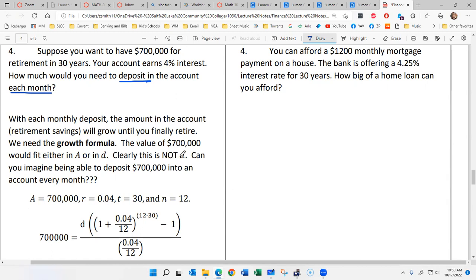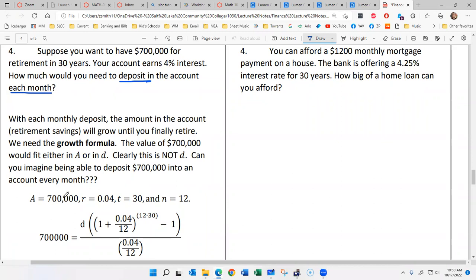Clearly not D. Wouldn't it be nice to deposit $700,000 into an account every month? That's what I'm talking about. Oh, that would be so nice. Clearly not D. So just ask yourself, could I do this on a monthly basis? Yeah, no, probably not. So that is A.